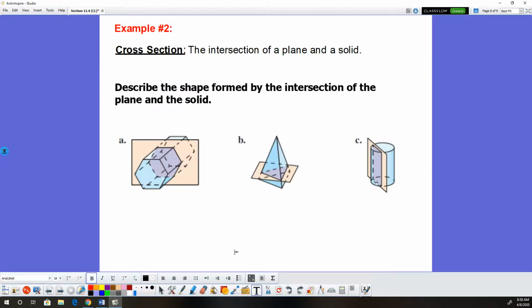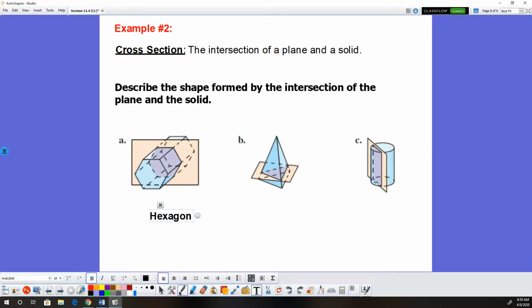All right, cross sections. Cross sections are kind of confusing a little bit, but not too bad. Good thing is we're not really going to do anything other than have a couple homework questions on them and then move on. So the cross section is the intersection of a plane and a solid. If we take this three-dimensional figure and we cut a slice through it, what shape would be on that slice? So here we have a hexagonal prism, and we cut right through the middle of it, and we're left with a hexagon.